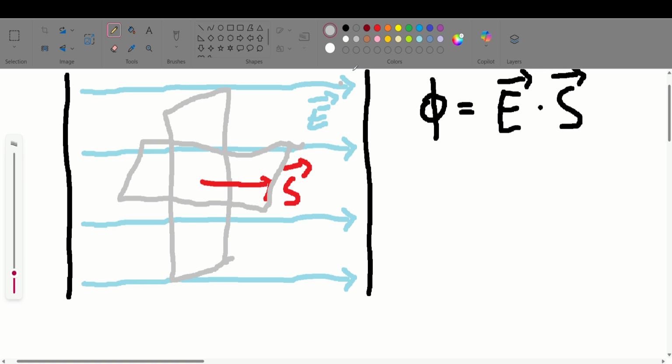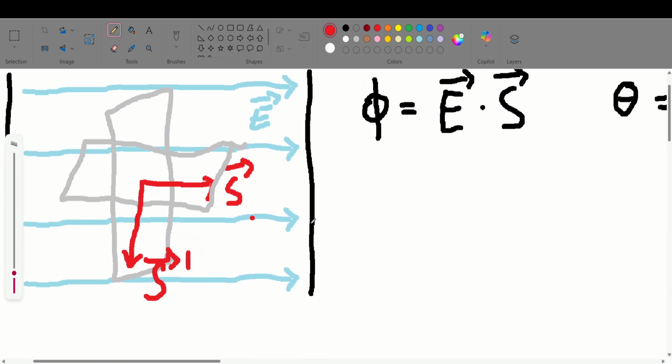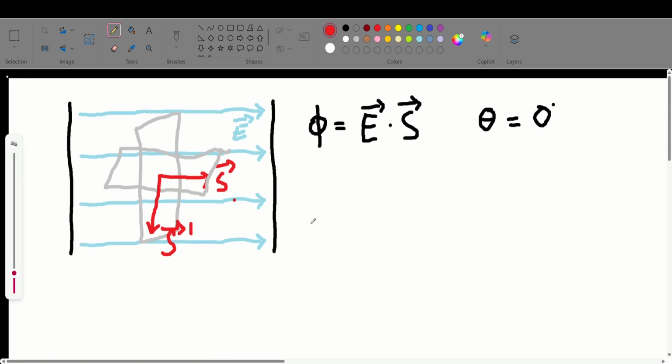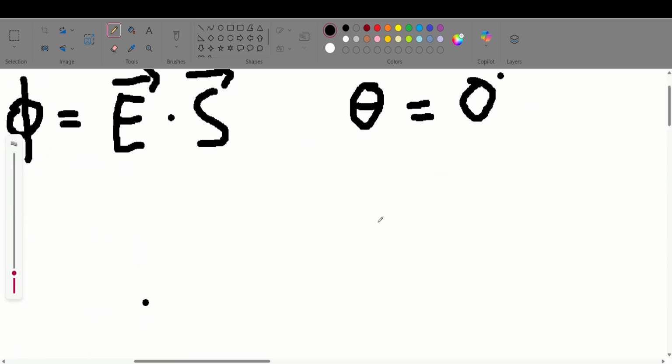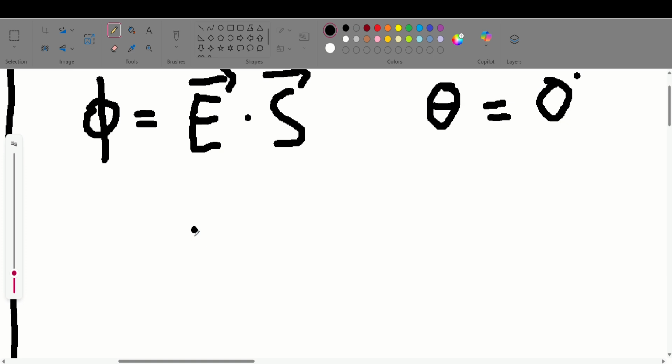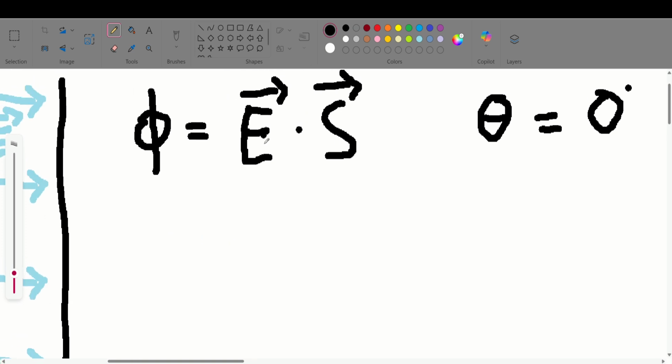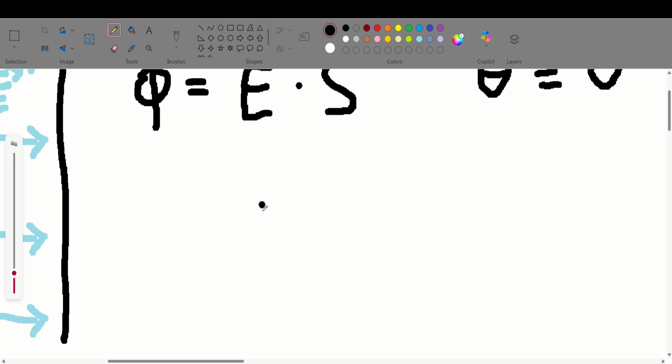In an alternate surface where the surface is parallel to the electric field lines, let's call this S prime, there would be no field lines passing through it whatsoever, and the angle between the electric field and the surface vector would be 90 degrees. What this means is that the flux also depends on the angle between the electric field vector and the surface area vector.